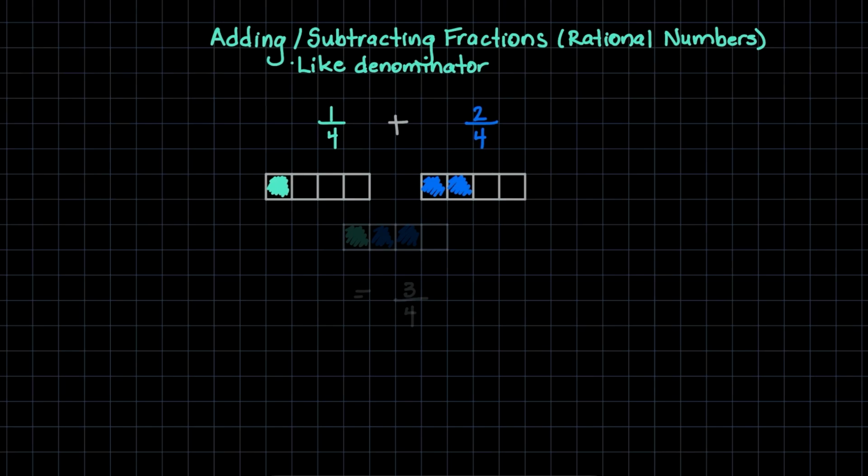Okay. I'm going to combine those to see what the result is. So I know my answer should still be a whole split into 4 equal parts. I started with 1 and I added 2, which means I've ended up with 3 out of the 4 equal parts. This is why when you're adding and subtracting fractions with the same denominator, we add across the numerators, but we keep the denominator the same because we still are in equal parts of 4.